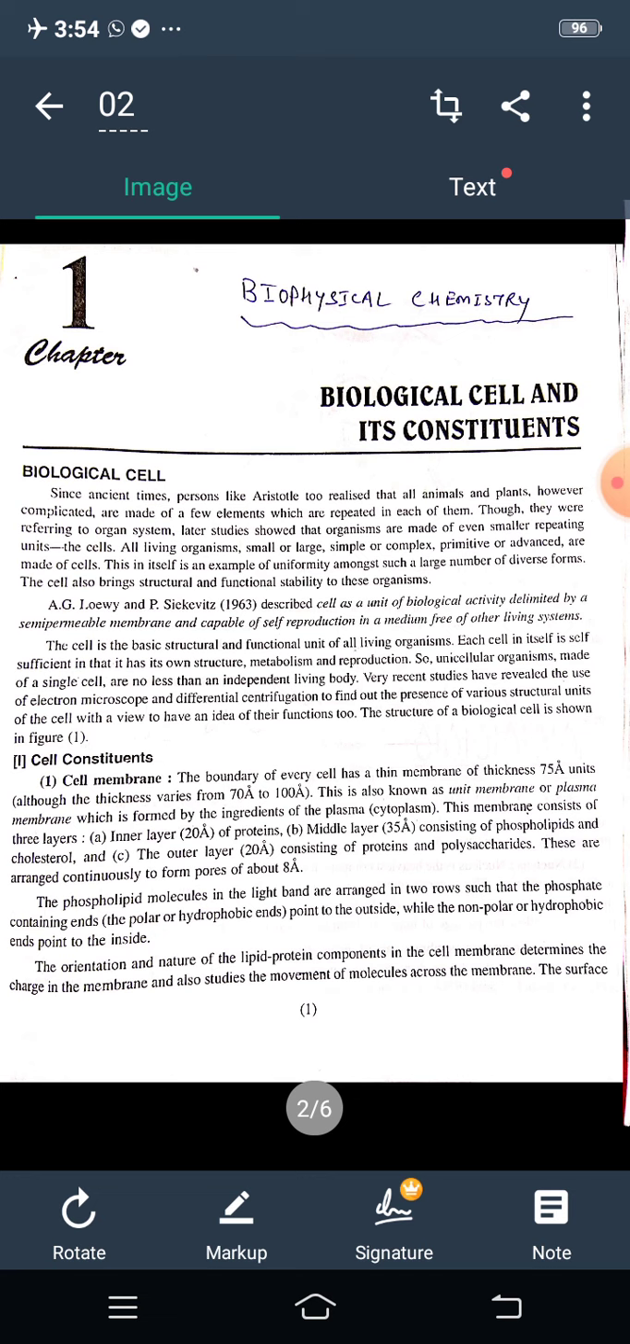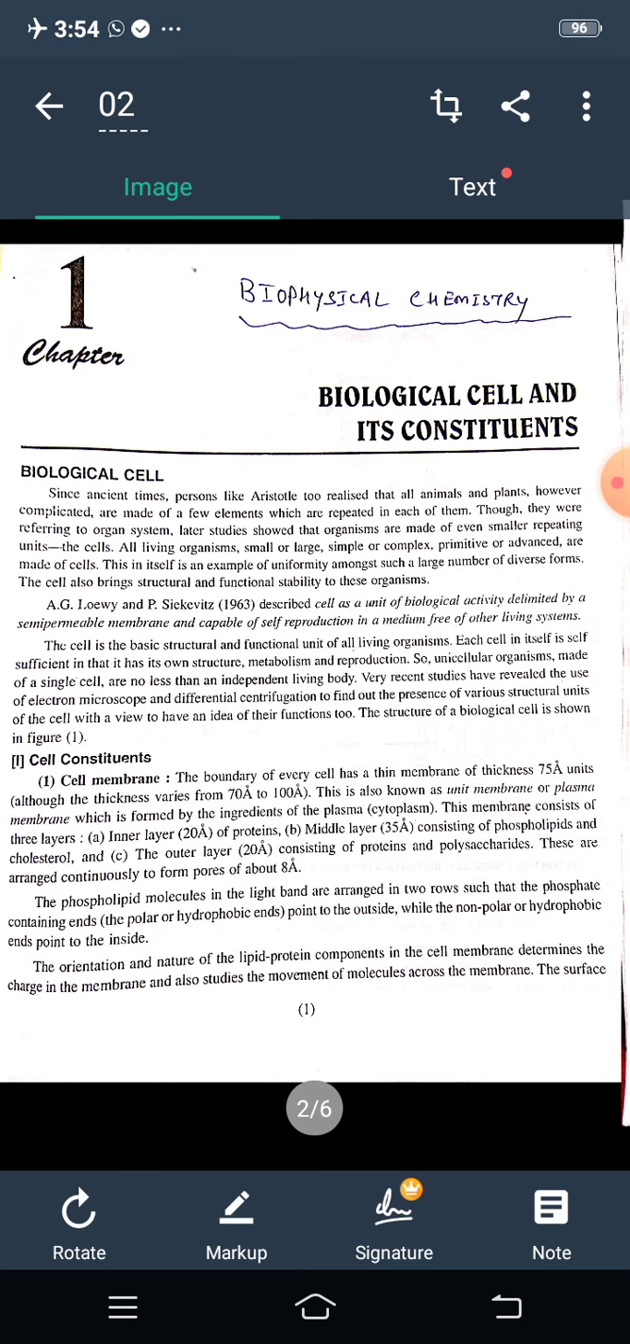So we can say the cell is described as a unit of biological activity delimited by a semi-permeable membrane and capable of self-reproduction in a medium free of other living organisms. The cell is the basic structural and functional unit of all living organisms. Each cell in itself is self-sufficient in that it has its own structure, metabolism and reproduction. So, unicellular organisms made of a single cell are no less than an independent living body.